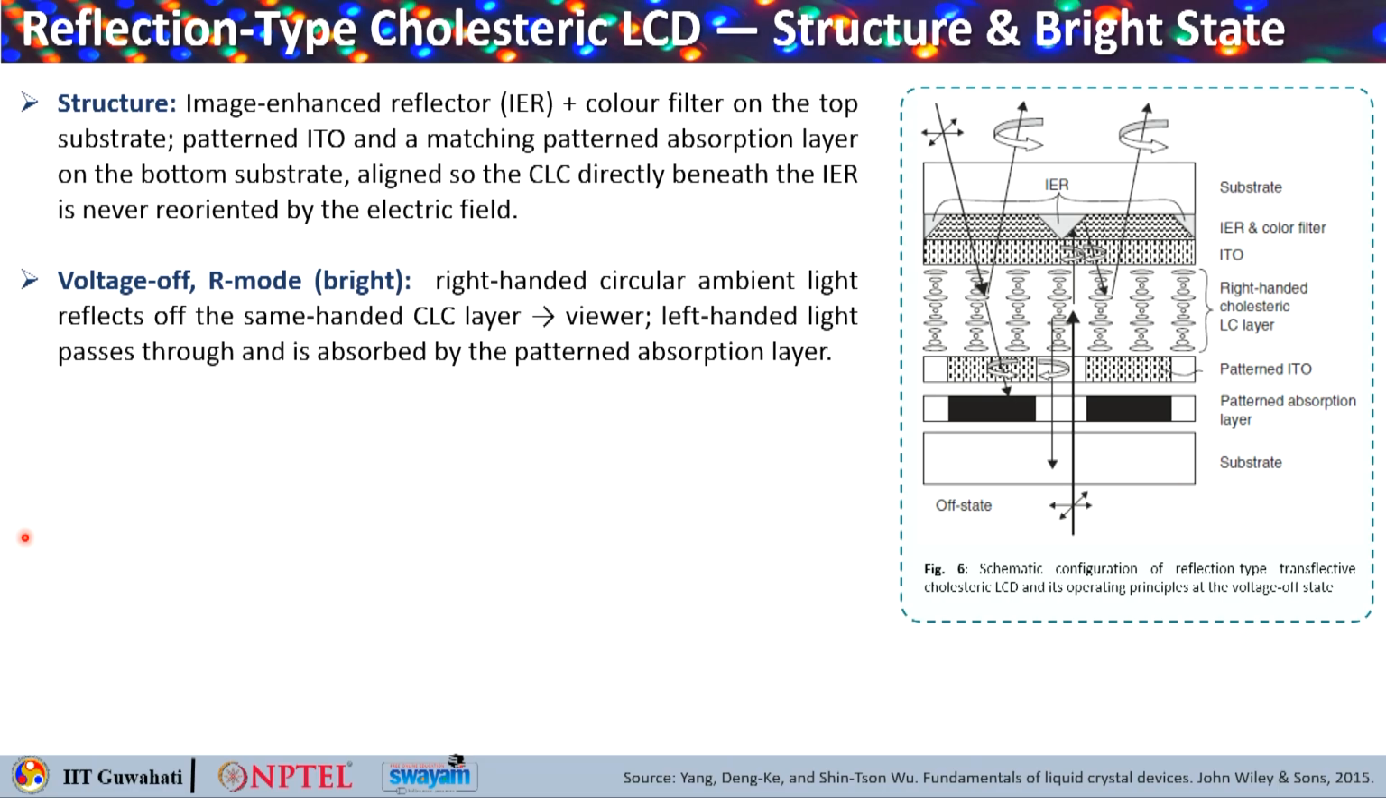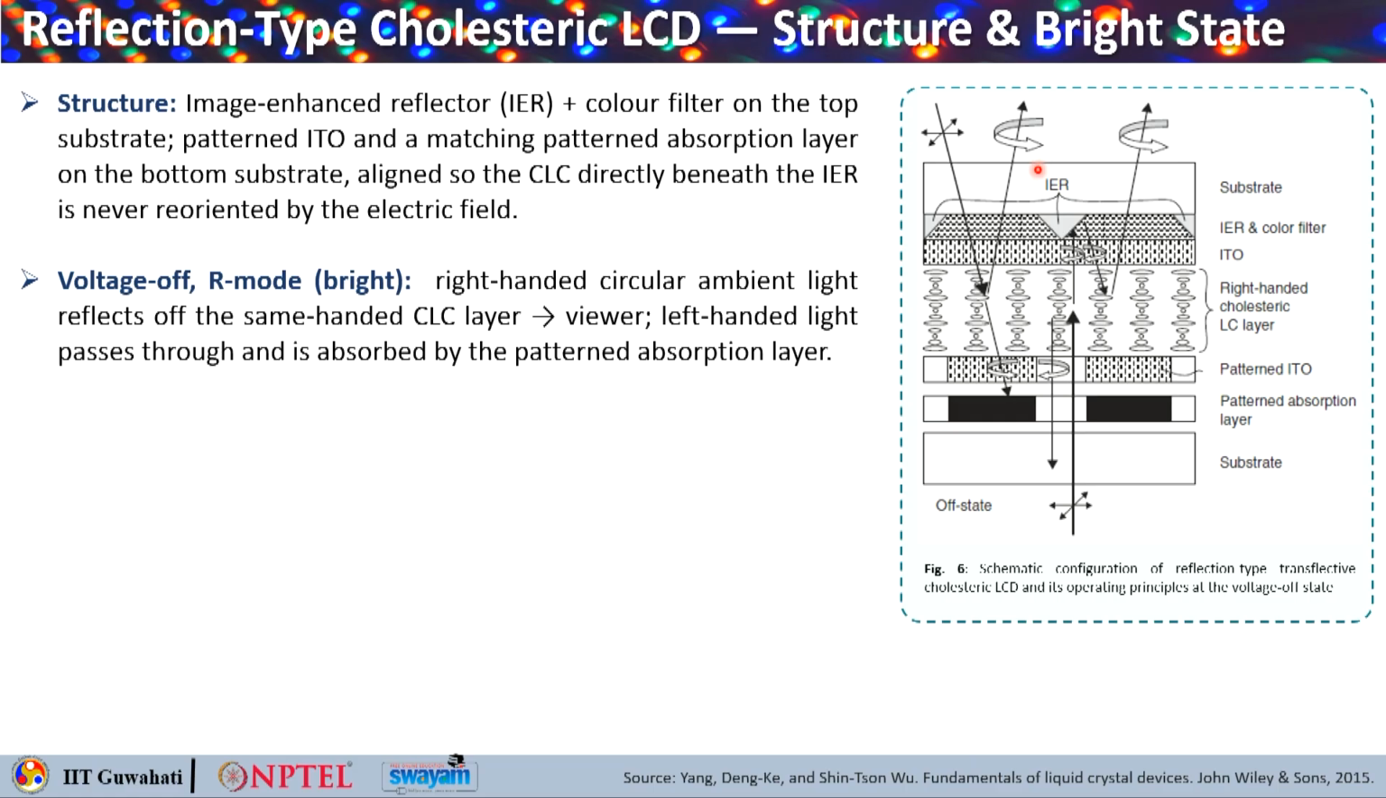So now let us see the voltage off bright state. That is basically the state where you are getting the bright state in the R mode. So let us see how it works. In the reflection mode, you have the unpolarized ambient light hitting the CLC layer, which is a right-handed planar helix. The right-handed circular component basically reflects straight back to the viewer. So you get a bright contribution.